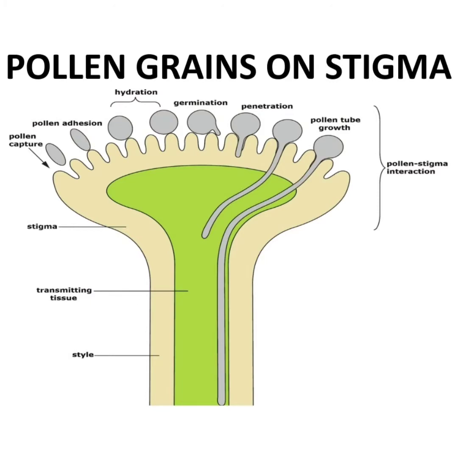Here you can see in this image the pollen stigma interaction. The pollen first falls on the sticky stigma. This pollen grain adheres to the stigma surface, and there is absorption of water by the pollen grain and the swelling of the pollen grain. And when the pollen grain is compatible with the stigma, the germination of the pollen tube occurs and the pollen tube penetrates the stigma wall and enters into the style. And the pollen tube grows into the style and reaches the micropyle of the ovule.